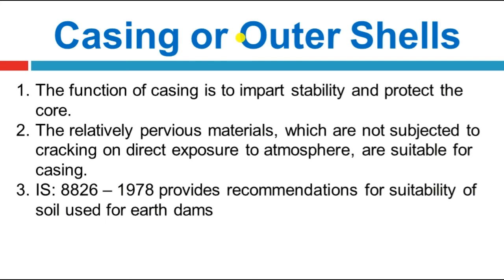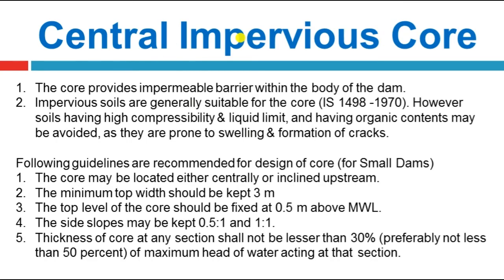Casing or outer shell. The function of the casing is to impart stability and protect the core. Relatively pervious material which is not subjected to cracking on direct exposure to the atmosphere is suitable for casing. IS 8826-1978 provides recommendations for the suitability of soil used for earthen dams. We have also taken care of which type of soil is suited for designing the earthen dam.